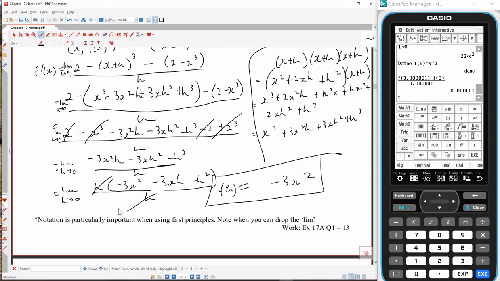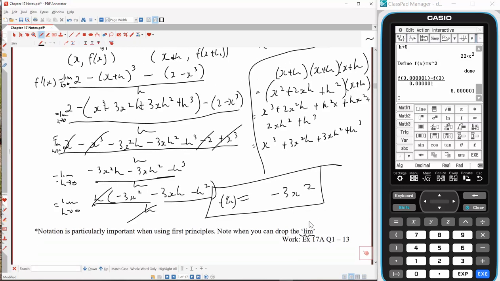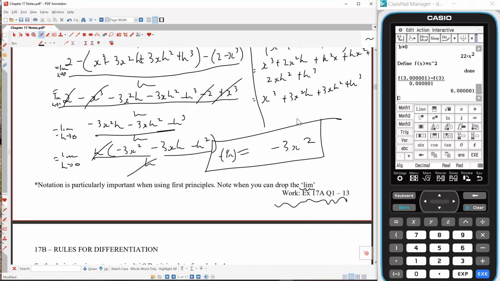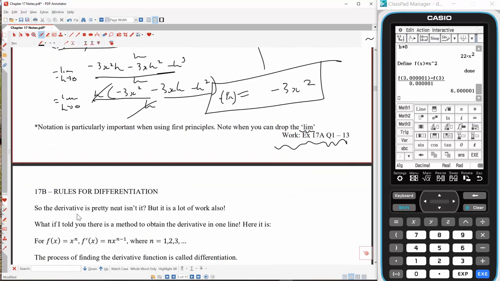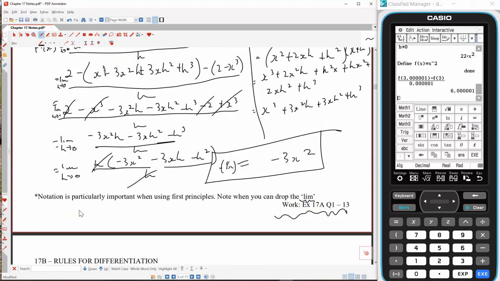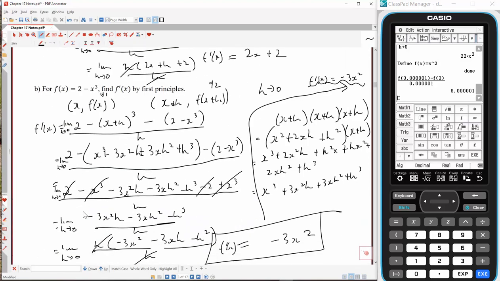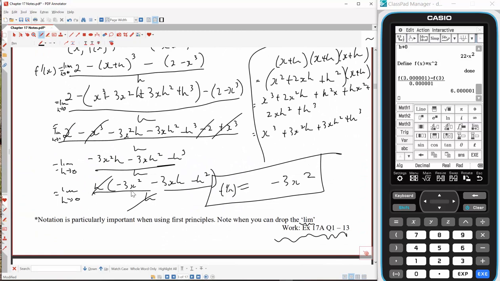So notation is particularly important when using first principles. Notice when you can drop the lim. So the lim has to stay here all the way through until you use it. That's the only time you're allowed to get rid of it. Okay, so just watch that notation. Step it through slowly, girls. There's 1 to 13. Some of those questions are tricky. The algebra is tricky. Okay, but this is a really important part of the process. And look at that. In the next lesson, I'm going to show you how to get the derivative in one hit. Okay, so all of this is really crucial to your understanding of calculus.